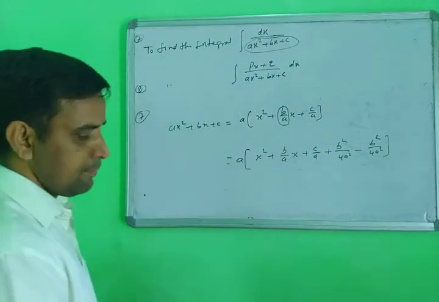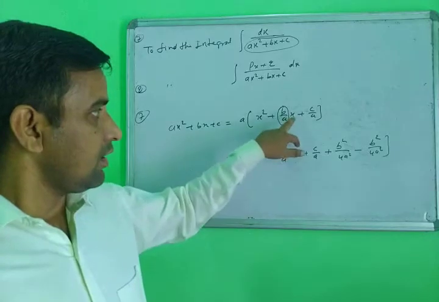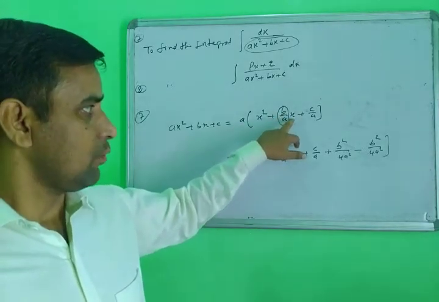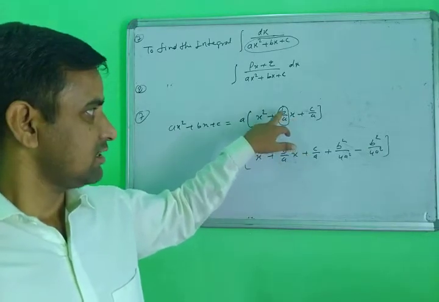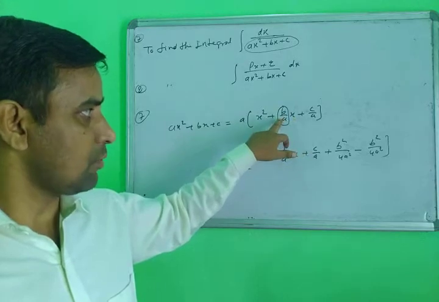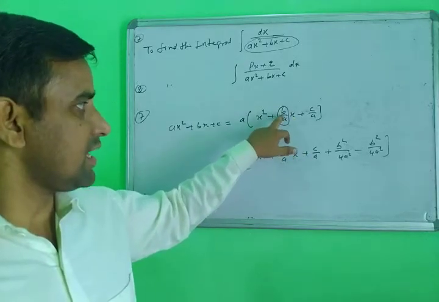In this way you will make a perfect square. In this one, first you will take the common factor a. After that, what is the coefficient of x? Then take half of the square, half of the coefficient of x. The coefficient of x is b upon a.